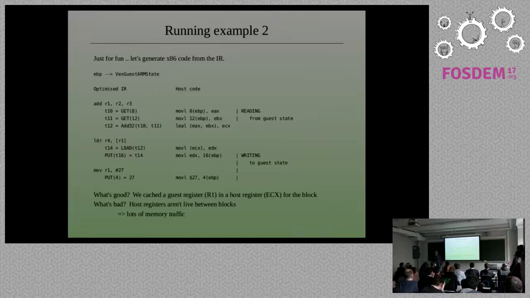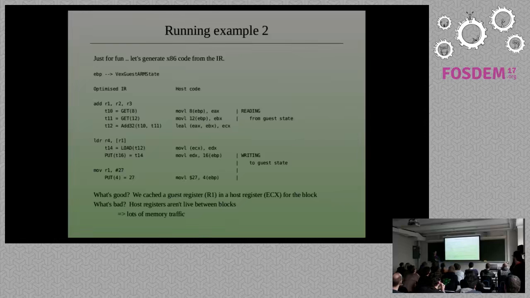So for these two fetches of the guest state, we're loading these two x86 registers. Then we're going to add them together, and it's really a straightforward translation. Then we're going to load from ECX into there, and then we're going to put these two values for R4 and R1 back in the guest state. So the good thing about this is that we've managed to hold in this register ECX the value of R1, I think it is, across multiple guest instructions at the front of the pipeline.